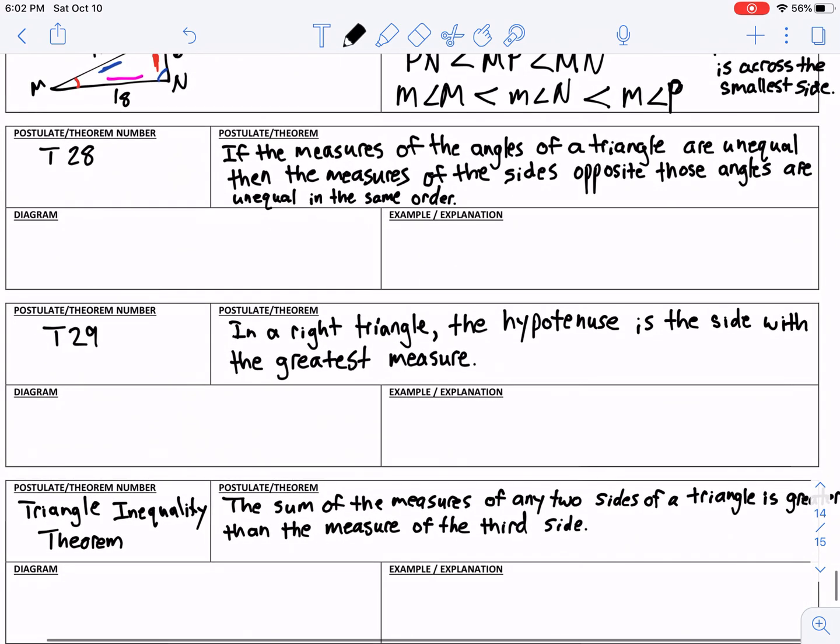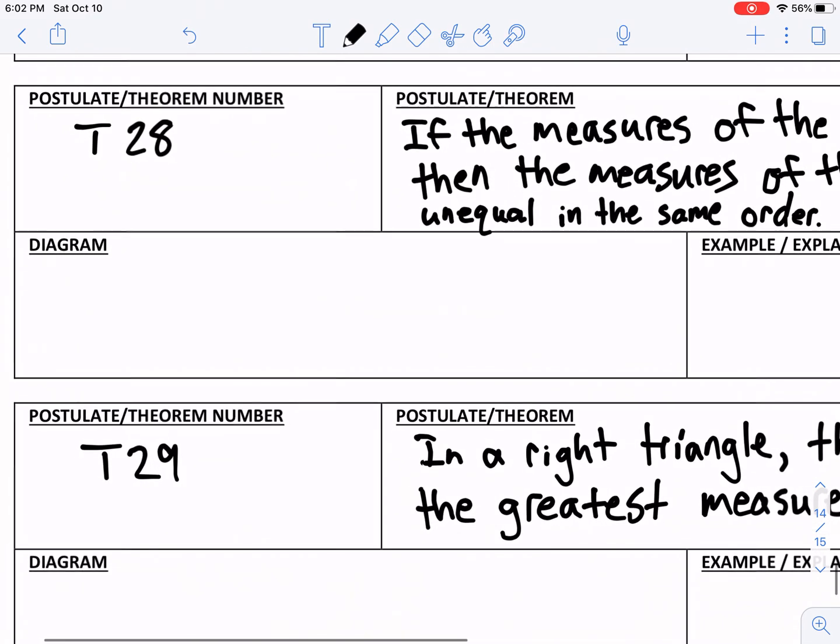Now T28 is pretty similar. It says if the measures of the angles of a triangle are unequal, then the measures of the sides opposite those angles are unequal in the same order. So it's basically the same thing, just in reverse. In this case, they're giving you unequal angles, and then the sides opposite those would be unequal in the same order.